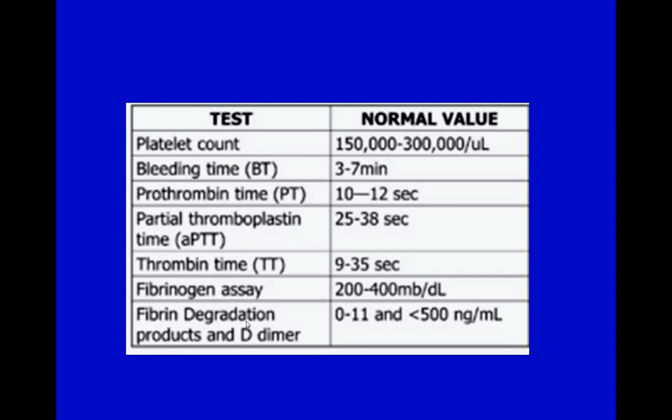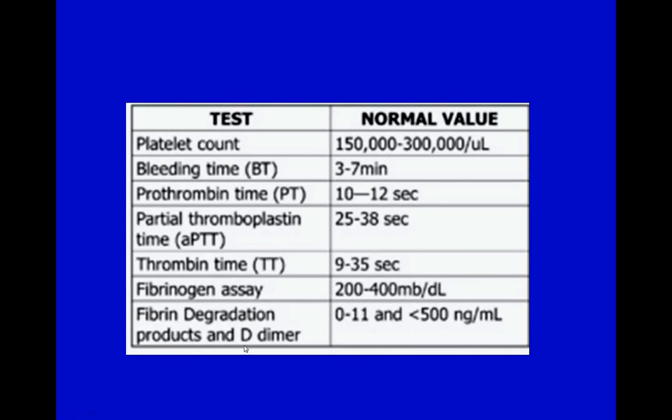Fibrin degradation products. So FDP, or we could do a D-dimer. These are two different tests. When you have clots that are breaking down, they release these substances. Just like the name sounds, when you degrade something, you break it down or you tear it down. Fibrin is the clot. We're tearing down the clots.